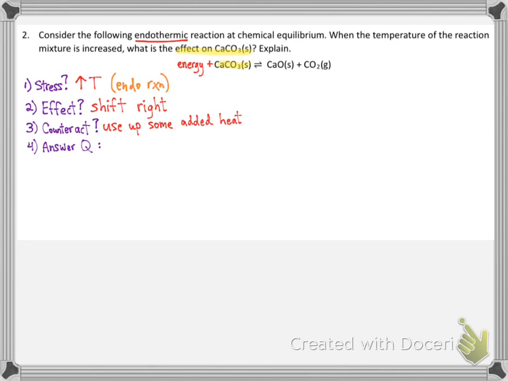What's sneaky about this question is they're asking you the effect on the calcium carbonate, a solid reactant. So a lot of us instinctively would go, oh, it's a solid, not going to do anything. Well, it's not going to change the concentration. Its concentration is constant. But if you are shifting right, which means you are making more products, you absolutely are using up reactants. So it is going to decrease the amount of the solid calcium carbonate, even though the concentration remains unchanged.